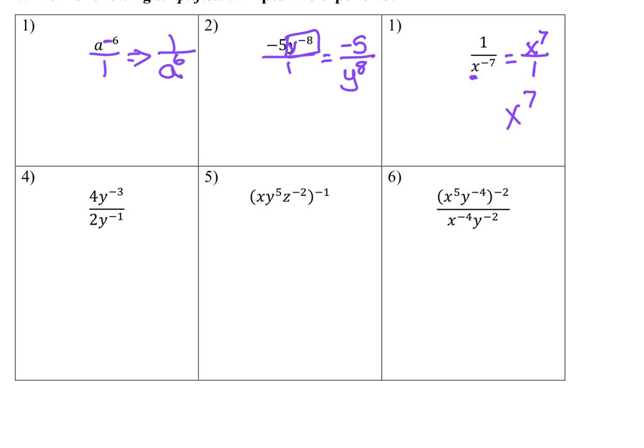So y to the negative 3, the negative 3 is the exponent, the y is the base. So we're going to switch the negative exponents first in this case because it might make it easier, positive exponents. So y to the negative 3 should be on the bottom and be positive. And then y to the negative 1 should be positive up here. We make it y to the first. So the 4 and the 2 stay because there's no parentheses, so it doesn't move. Now we divide. So 4 divided by 2 is 2, and 1 minus 3 is negative 2.